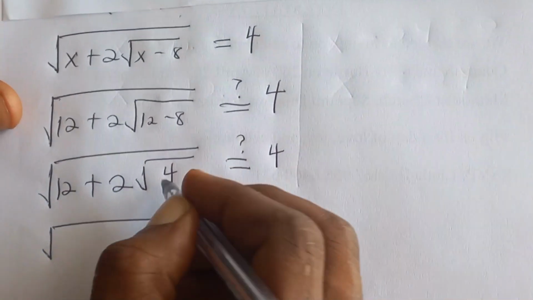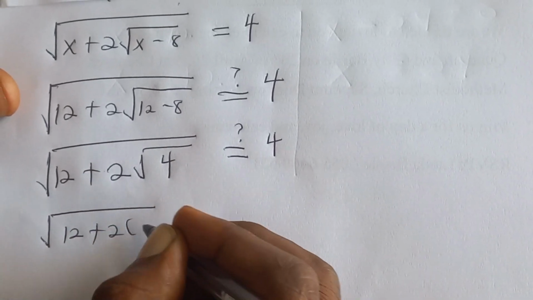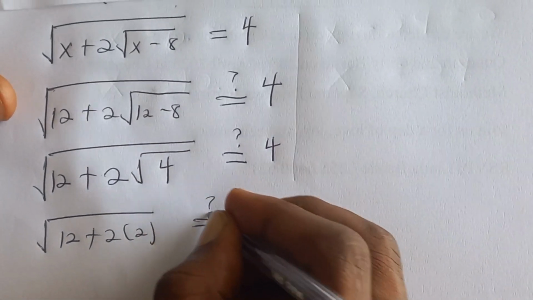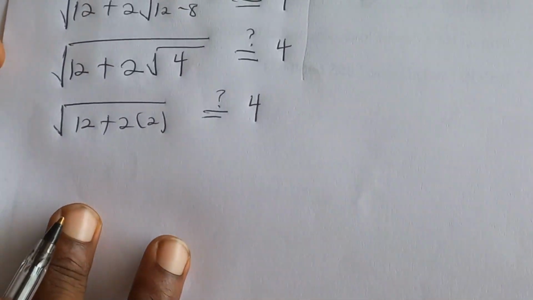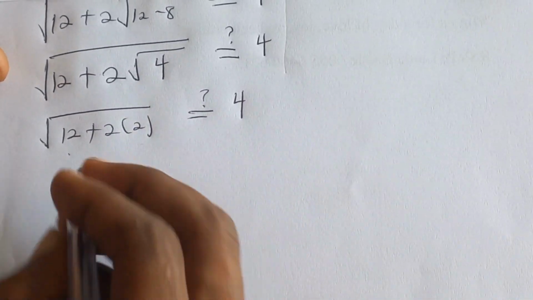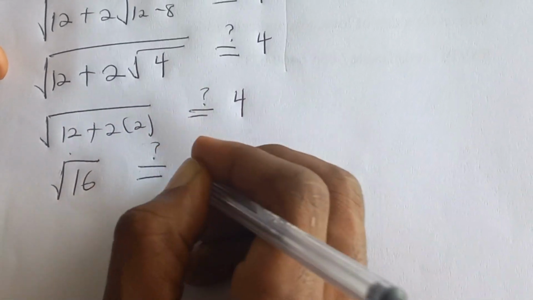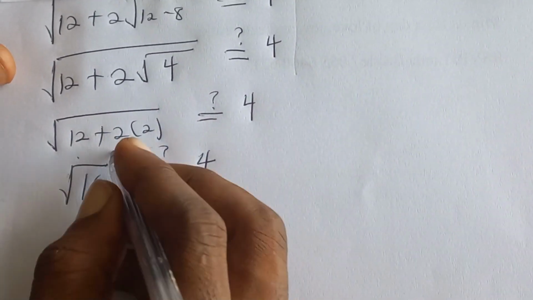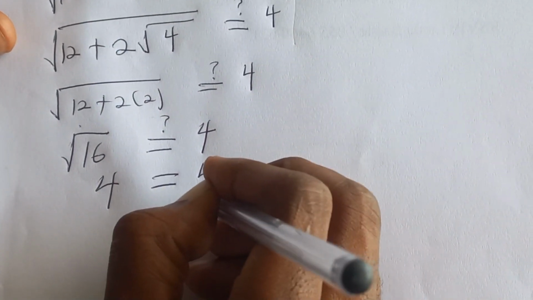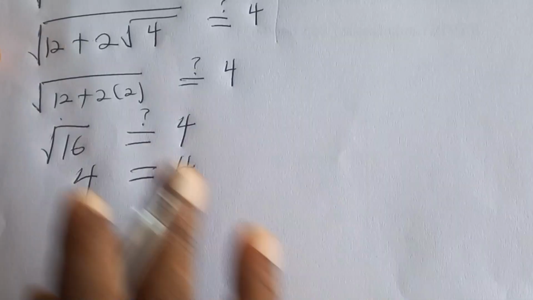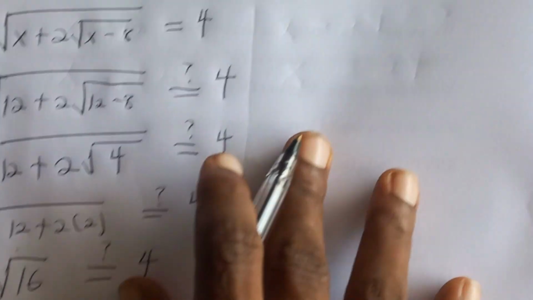So square root of 4 is 2. So you are going to get root of 12 plus 2 into bracket 2, and this should be equal to 4. Now, 12 plus 4, we are getting root of 16, and this root of 16 should be equal to 4. Root of 16 is 4, so 4 is equal to 4. So it means that x equal to 12 satisfies the equation.